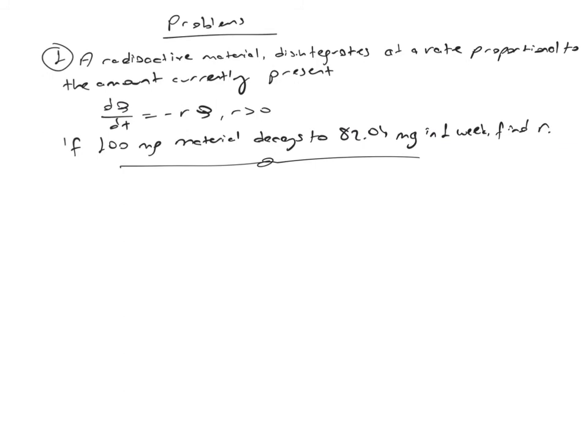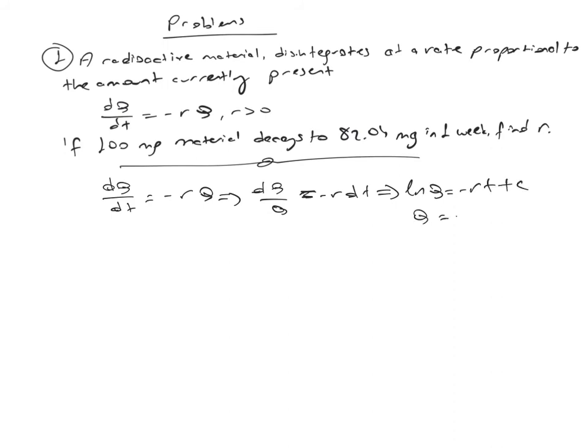So let's first solve the differential equation. dq over dt is equal to minus r times q. So dq over q is equal to minus r times dt. Let's integrate both sides. ln q is equal to minus rt plus c. Q is equal to e to the minus rt times c.